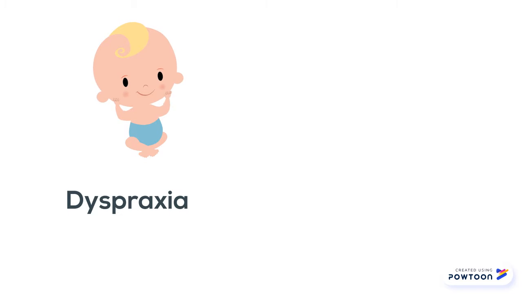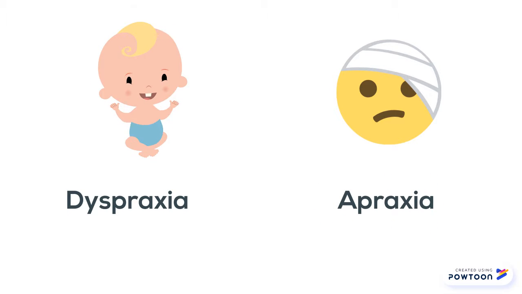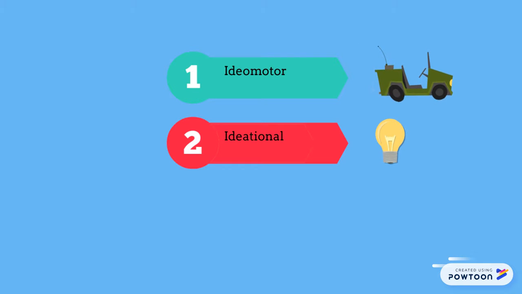Disruptions can also occur after damage to a brain area from an infection, brain tumor, or head injury, which we call apraxia. There are many different types of dyspraxia and apraxia. The type depends on where the damage is in the brain. The three main types of dyspraxia or apraxia are ideomotor, ideational, and oromotor.